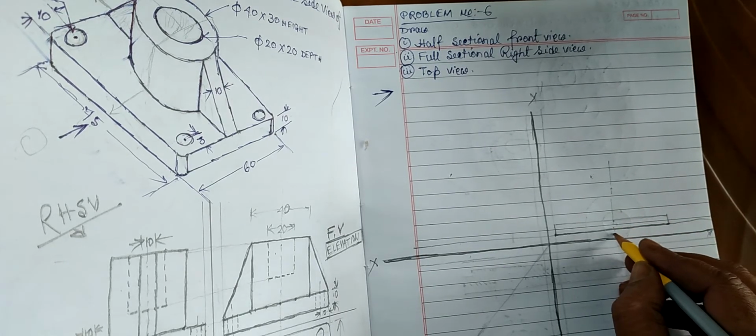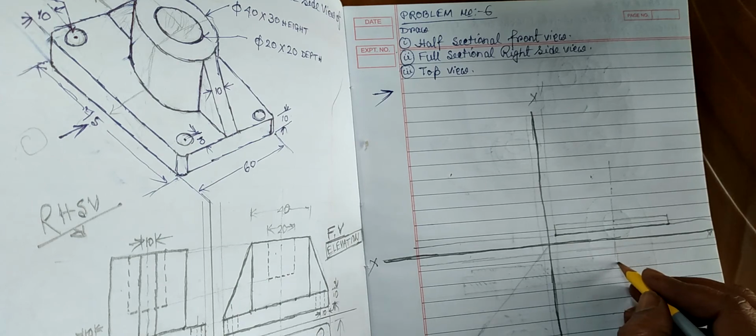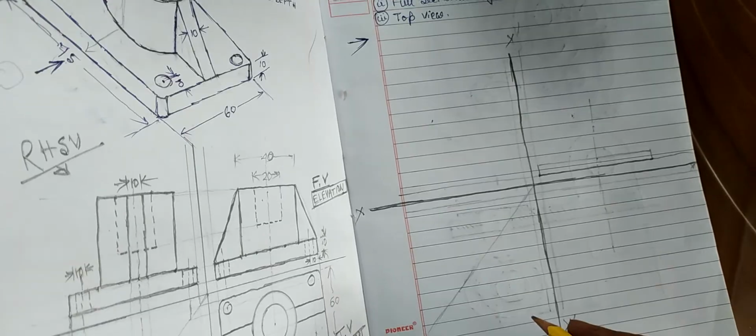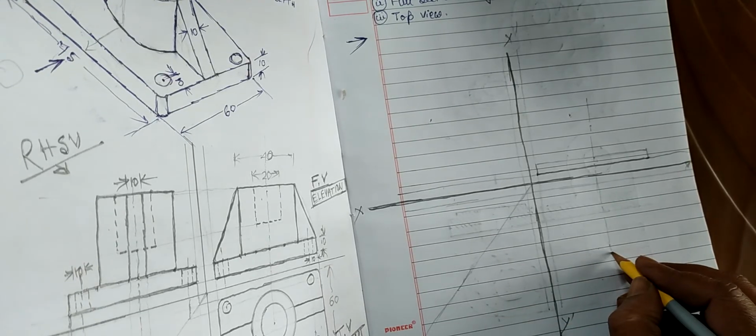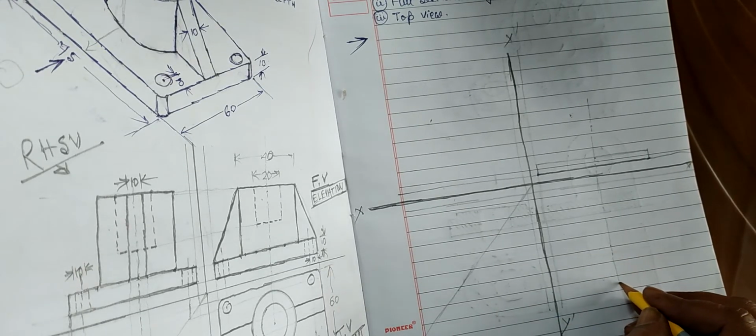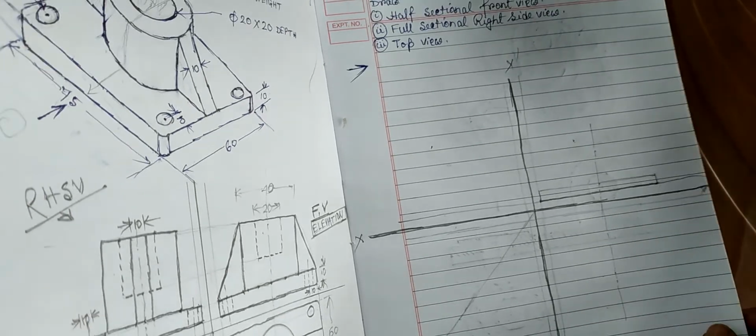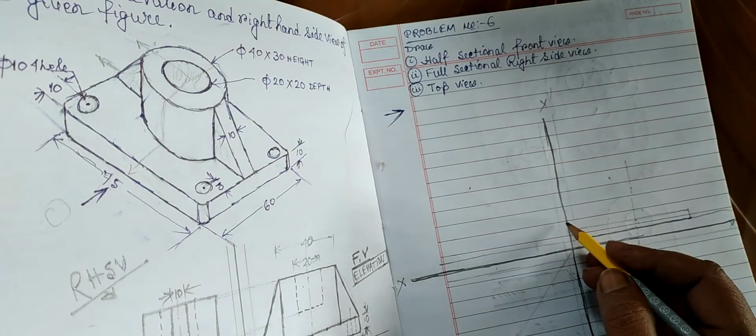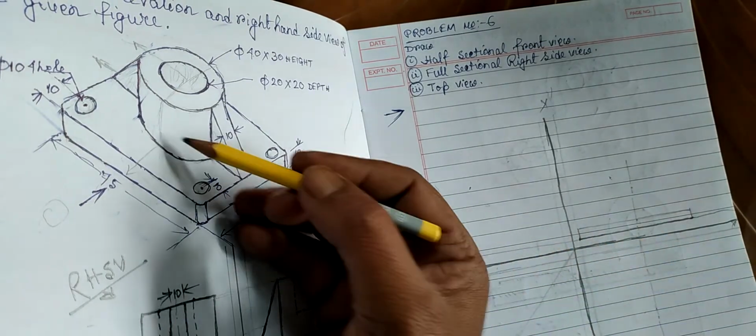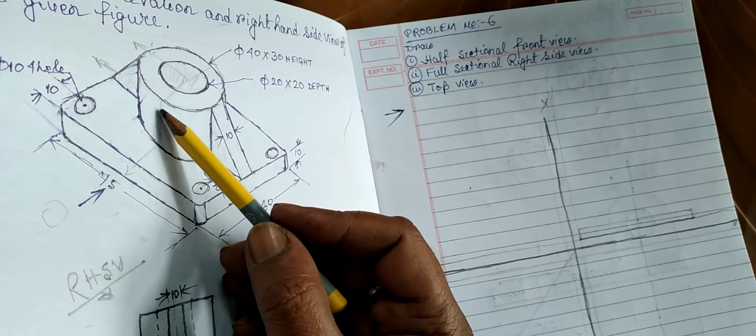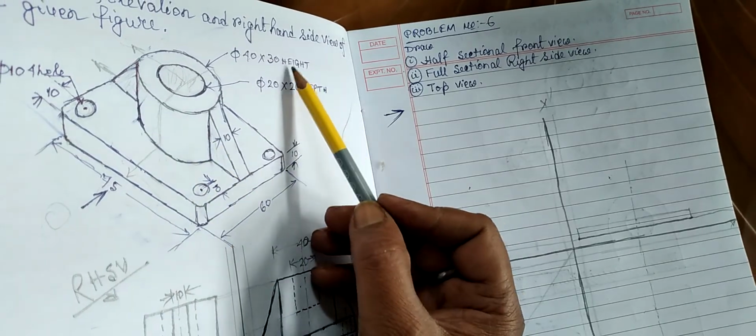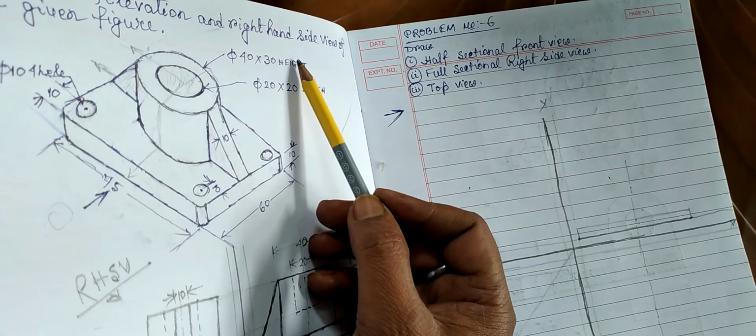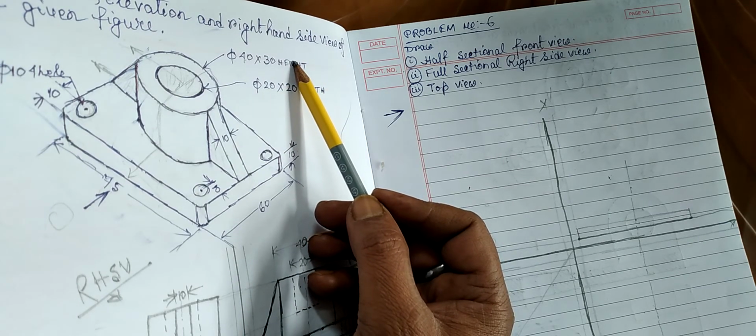Draw a horizontal center line from here. This is the center line, and what should be the height, from here to here? This height is given how much? Height is given 30. That is, height is given 30 millimeter.